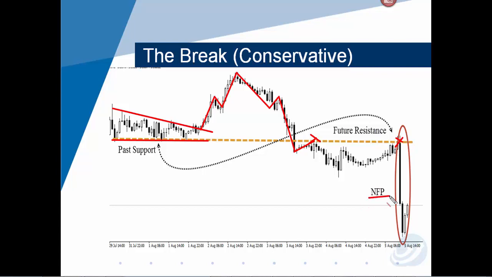Now, NFP stands for non-farm payroll. Non-farm payroll happens on the first Friday of every month. This news release, which happens at 8:30 in the morning, usually is followed by volatility in the market. So in a space of, let's say, 2 hours, the market could have fallen over 100 or even over 200 pips.